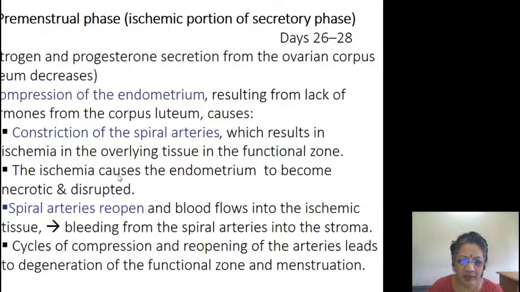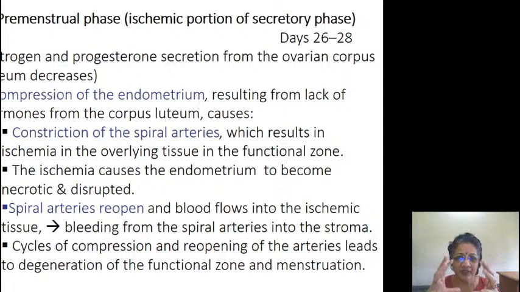So the overlying tissue, when an artery constricts, stops getting supplied with blood and it dies. The functional zone, ischemia, causes the tissue to become necrotic. Necrotic means it dies and it becomes disrupted and broken up. The spiral arteries, after that constriction, reopen and blood flows into this ischemic tissue, and this bleeding into the stroma can be seen. So if you see a slide of a menstrual or just a premenstrual phase, you'll see this blood in the stroma. There are RBCs spilling out. They're not inside the vessel, but in between the glands and the vessels, and that will be part of what is going to be shed. So this cycle of compression and reopening leads to degeneration of the functional zone and then initiates menstruation.